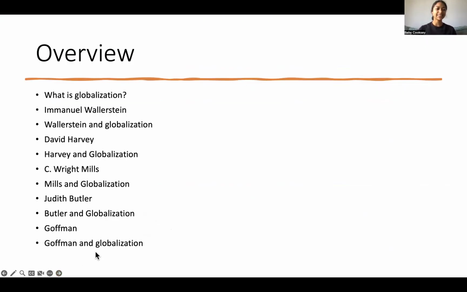The first theorist, first, an overview. So, what is globalization? We will be connecting Wallerstein, Harvey, C. Wright Mills, Judith Butler, and Goffman. Their theories will all be explained, and they will also be connected to globalization in some shape or form.